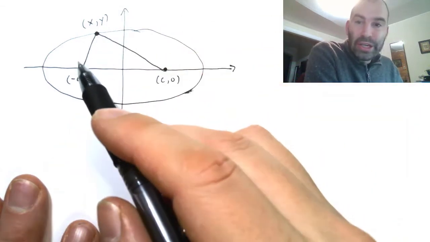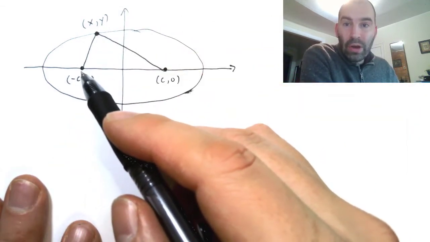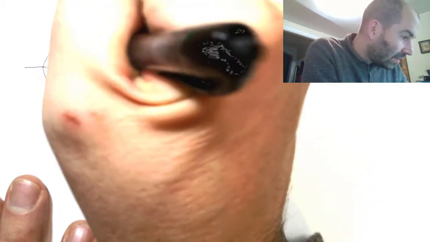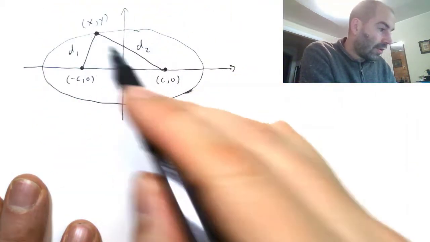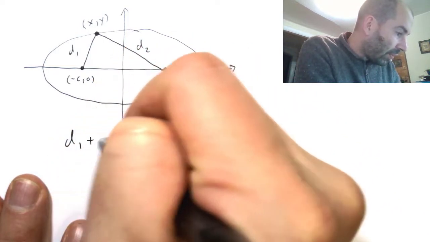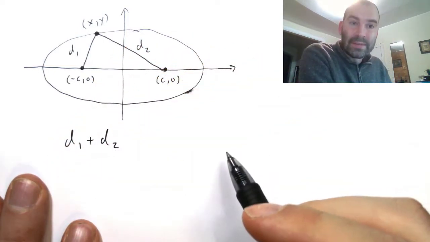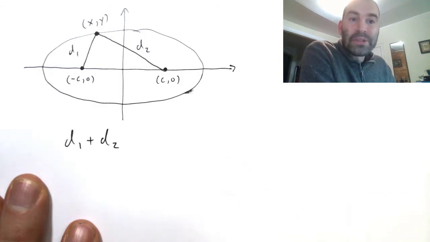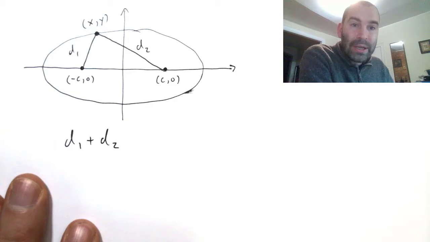Now, because the string has a fixed length, we know that this distance plus this distance is the length of the string, and that's always a constant. All right, so d1 plus d2 is always a constant. All right, so I'm going to represent it by a letter. So what I'd like to do naively, if I was just coming at this the first time, I might just represent it by the letter A.